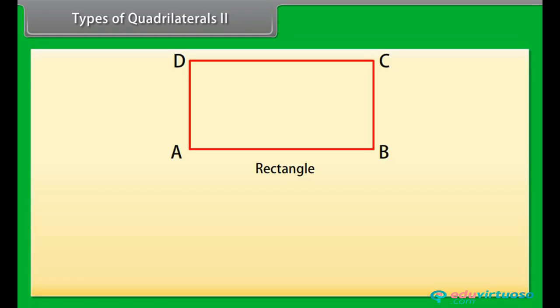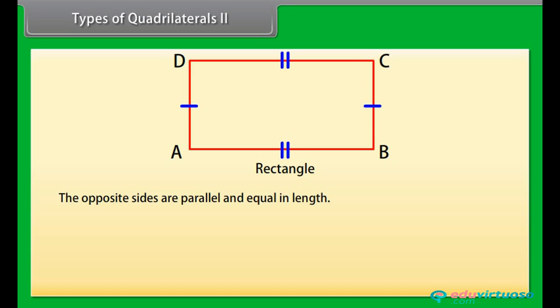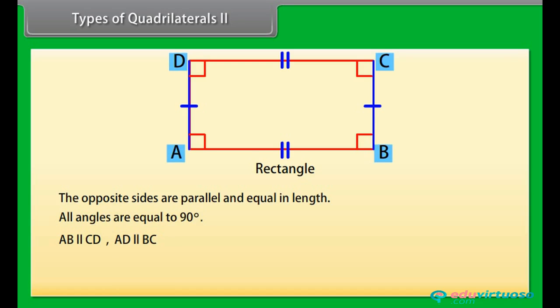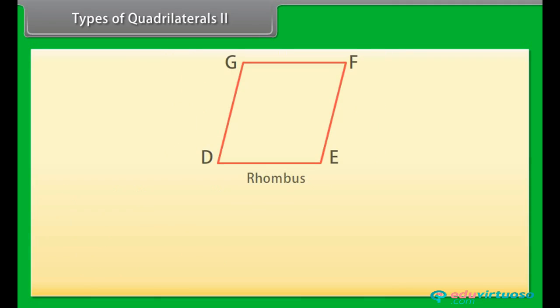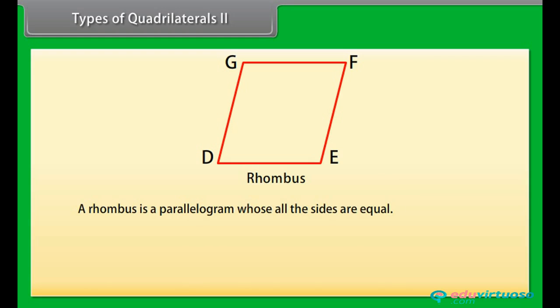In a rectangle, the opposite sides are parallel and equal in length, and all angles are equal to 90 degrees. Here, AB is parallel to CD and AD is parallel to BC. And the angles A, B, C and D are of 90 degrees. So, ABCD is a rectangle. Next is rhombus. A rhombus is a parallelogram whose all the sides are equal.